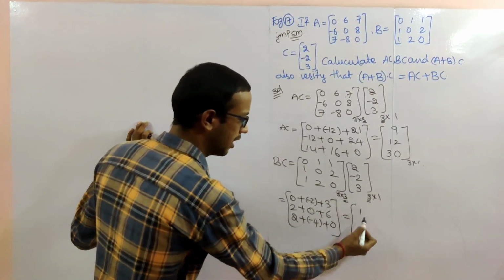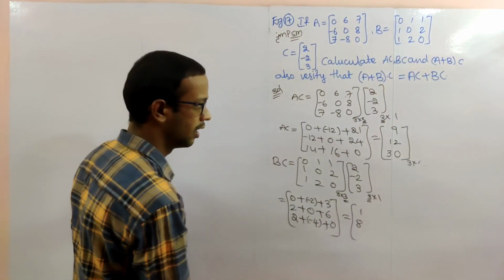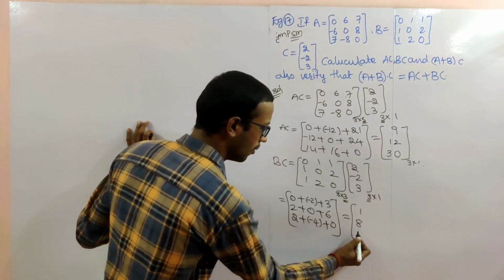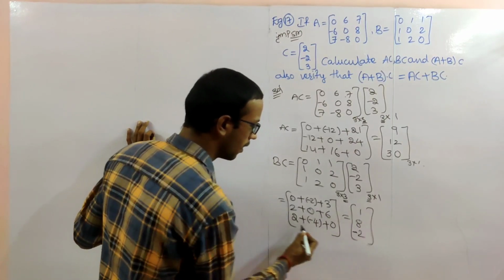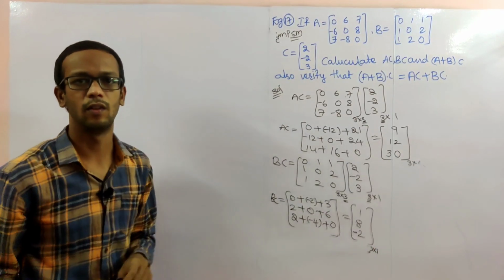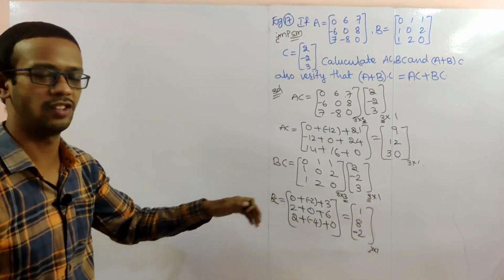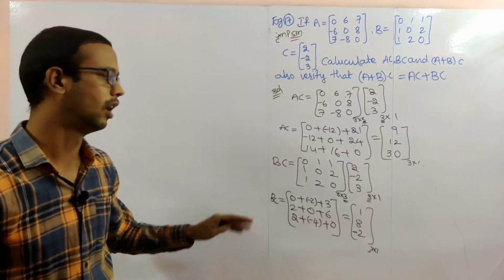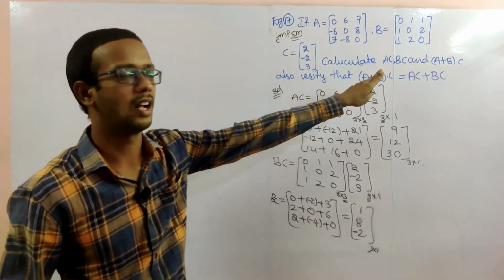So what is the BC matrix? 1, here 8. Next one is minus 2. So this is the BC matrix. Observe, 3 rows, 1 column is there. For result verification purposes we can write the order also. Next, this one is completed, BC also completed.